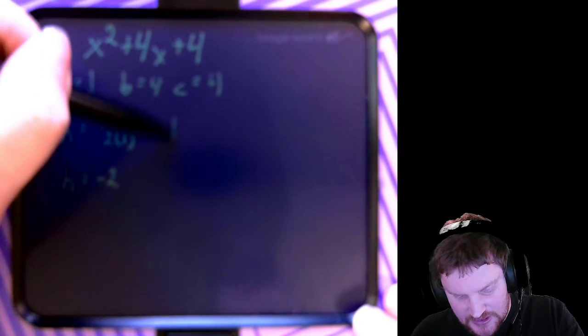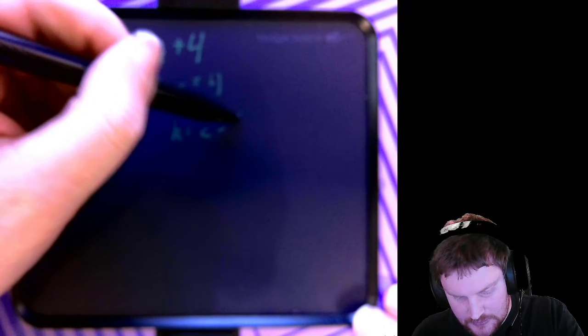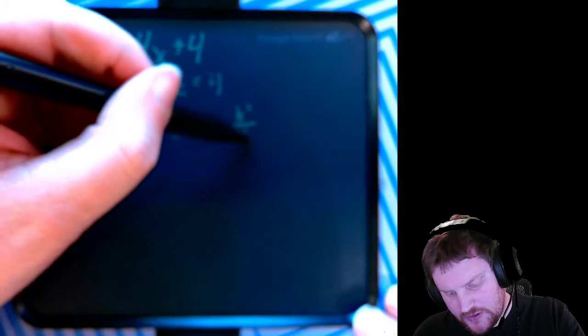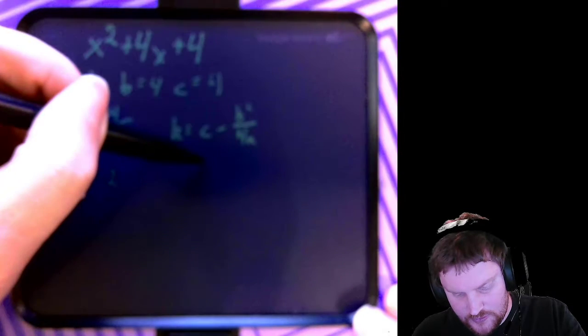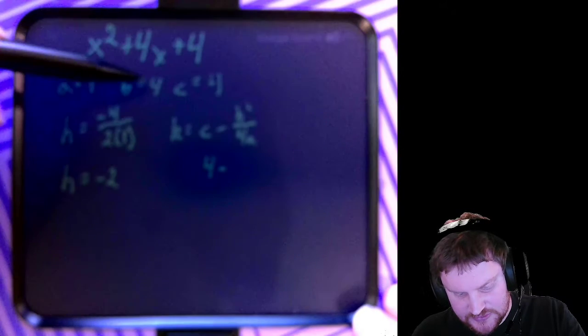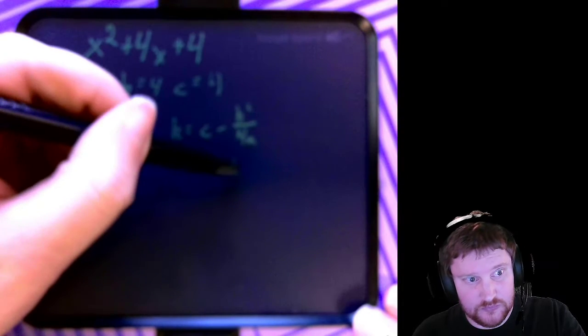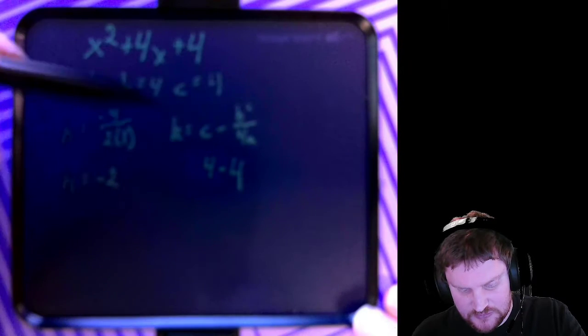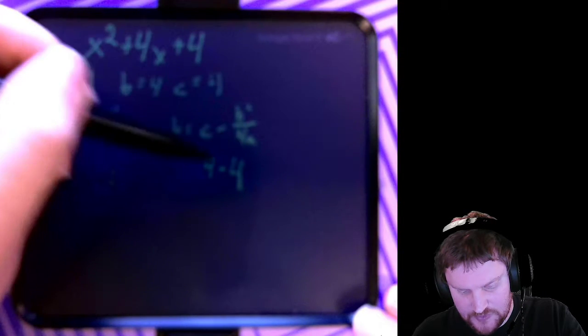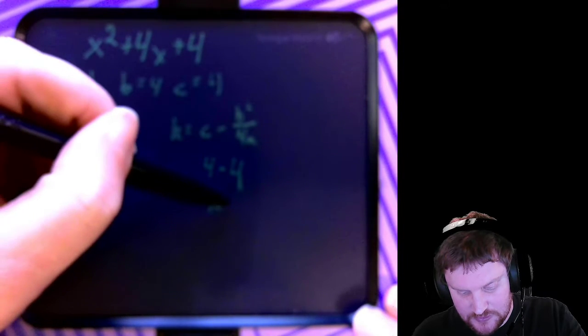And K equals C minus B squared over 4A, which in this case is going to be 4 minus 4. Is that right? 4 times 4 is 16. 4 times 1 is 4. 16 divided by 4 is, yeah, so K is 0.